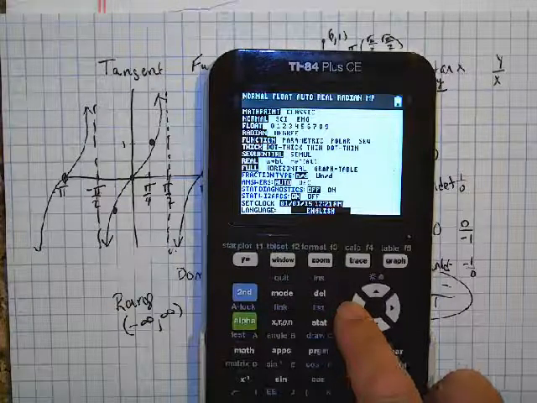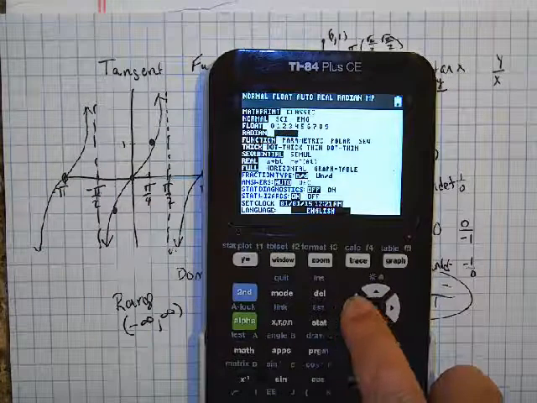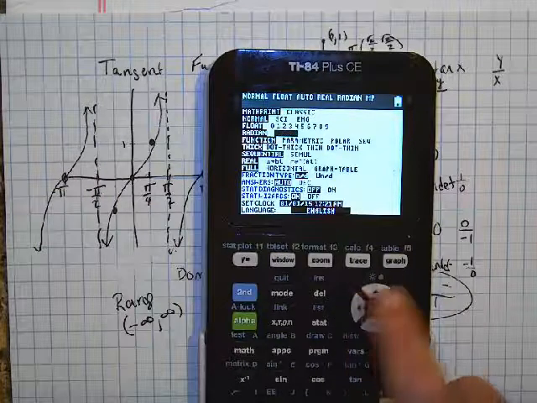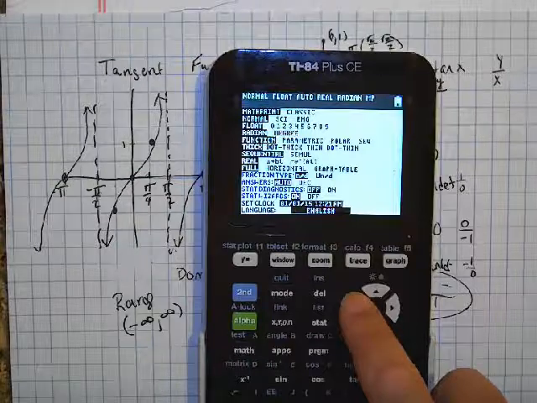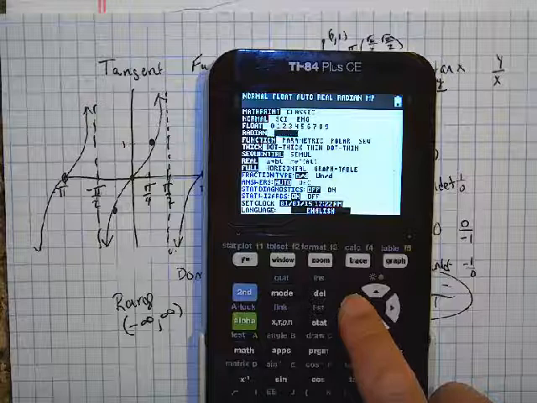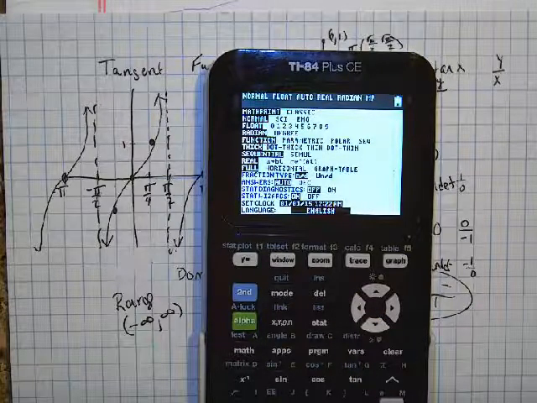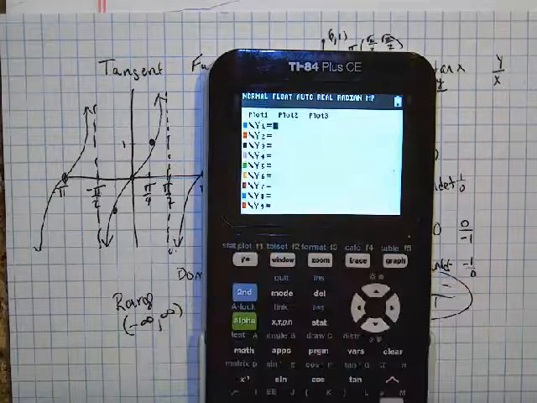Now, when you get ready to take the ACT, you'll want to make sure that you put your calculator back on degrees because the calculator has most of the questions. In fact, I think all of the questions are in terms of degrees. But for now, we want to look and see what the graph looks like. So I'm going to go over and push radians. And then I'm going to go to y equals.